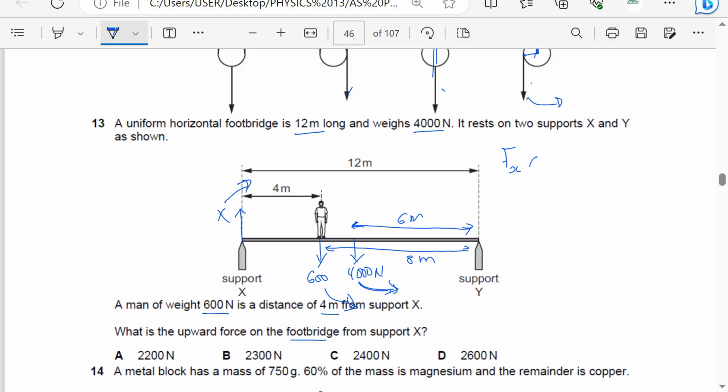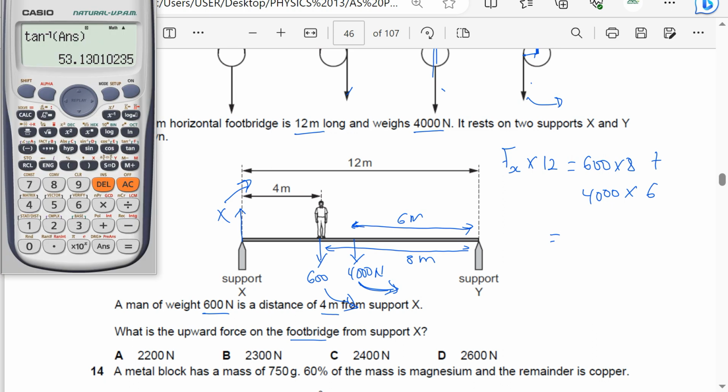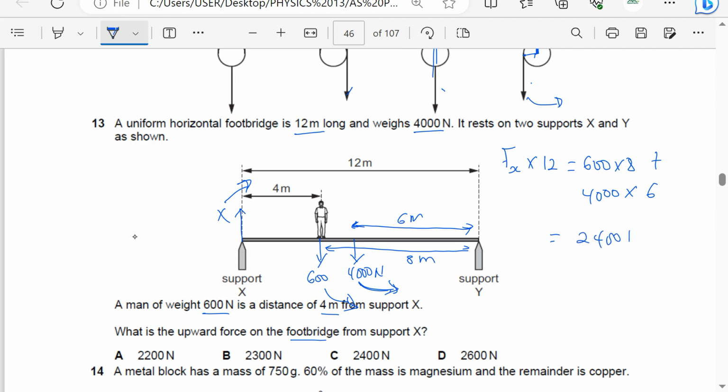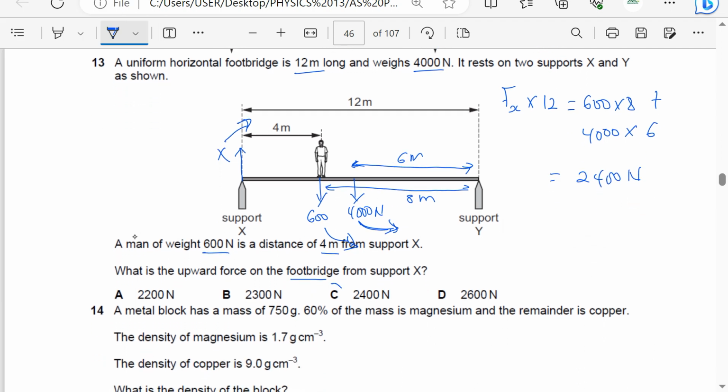So the force at X times its perpendicular distance, which is 12, should be equal to 600 for the man times perpendicular distance, which is 8, plus 4,000 for the bridge times its perpendicular distance, which is 6, from the point where we're taking moments. So when I check this with the calculator, I have 600 times 8 plus 4,000 times 6. Then I divide this by 12. So this is 2,400 newtons. So my answer is going to be C.